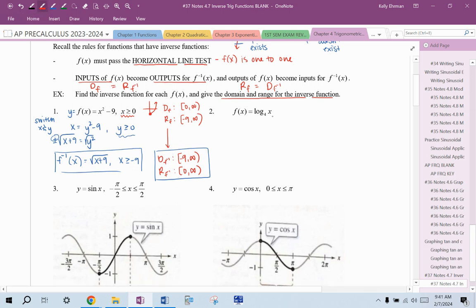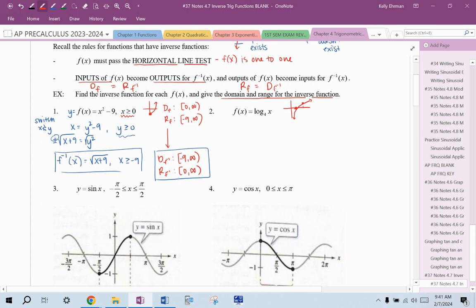Now for a log equation, f of x is equal to the log base 4 of x. First of all, just a quick reminder of what that graph looks like. Remember, it's got (1, 0) and (4, 1). And a log graph looks like this generally.